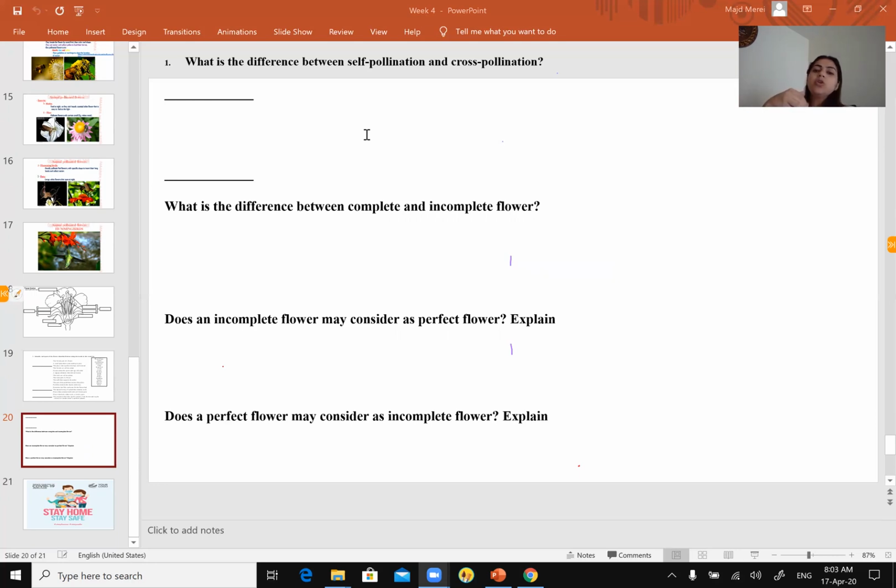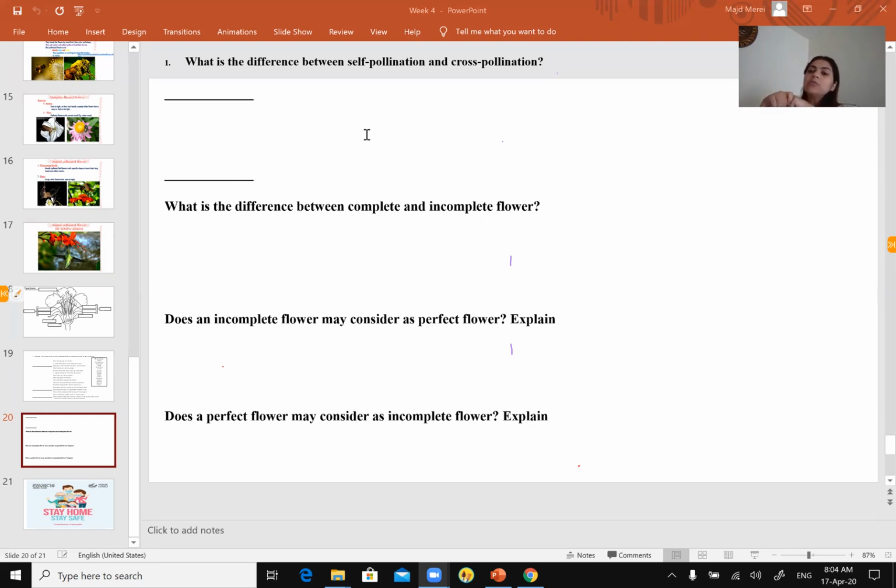The difference between complete and incomplete, not perfect and imperfect. Perfect and imperfect, you have to think of the reproductive structures, male and female. Complete and incomplete, it means in general. Complete, they have the 4 parts. Incomplete, lack one of these parts. Does an incomplete flower may be considered as a perfect one? It is incomplete, okay? Incomplete means it lacks one of the 4 parts. May be considered as a perfect flower.